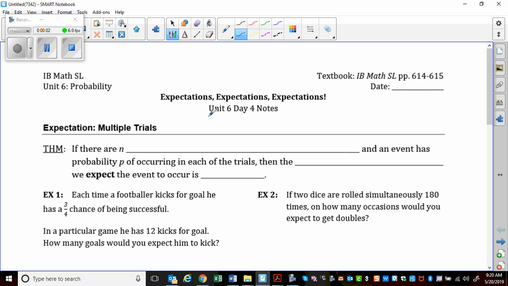Good morning. This is Unit 6, Day 4 notes. So we're going to go over expectation and then variance today.